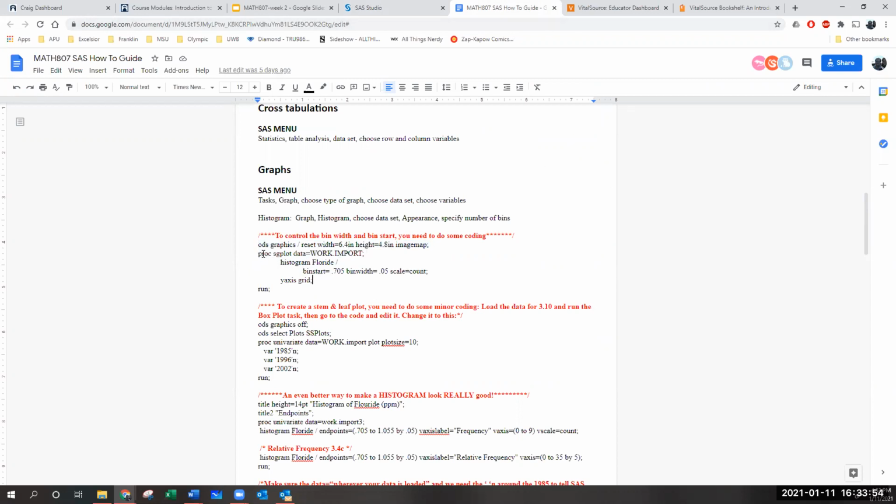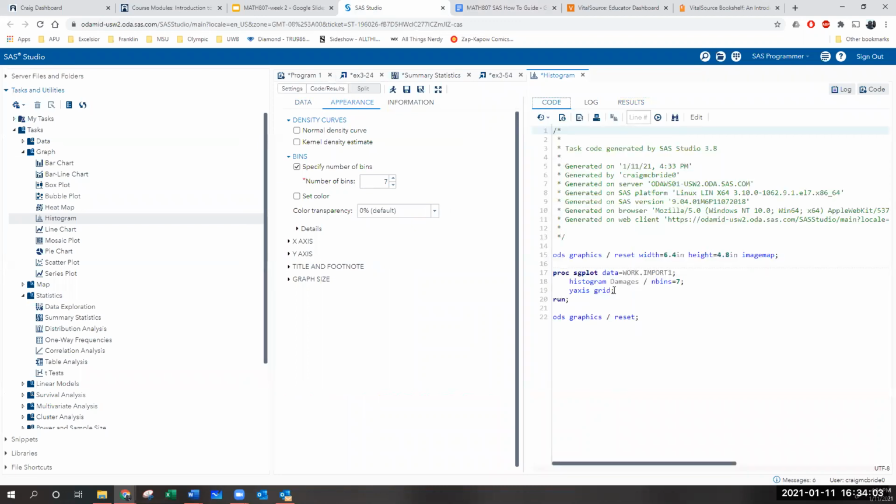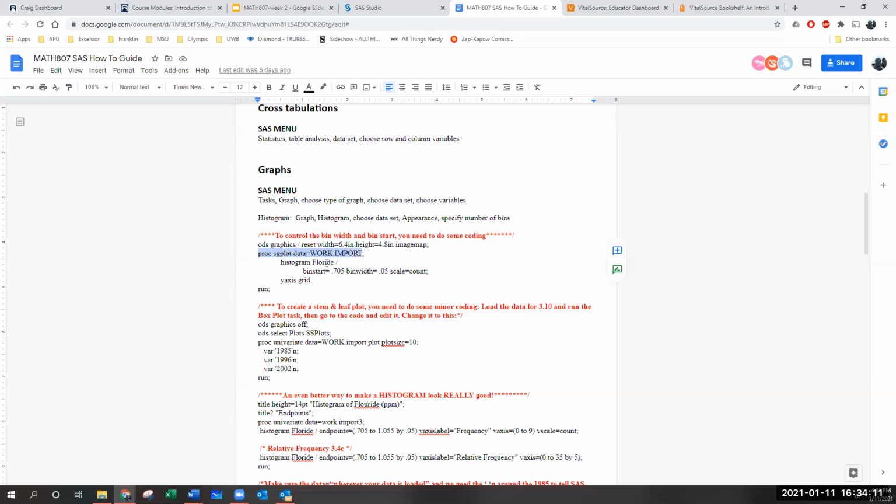Now let's see, this main proc is sgplot. Let's see what our main is. If we go back to our code, see it's proc sgplot, and then the data is already put in for import 1. So I really don't have to mess with that. What I can do is just copy this line and put it in front of it.